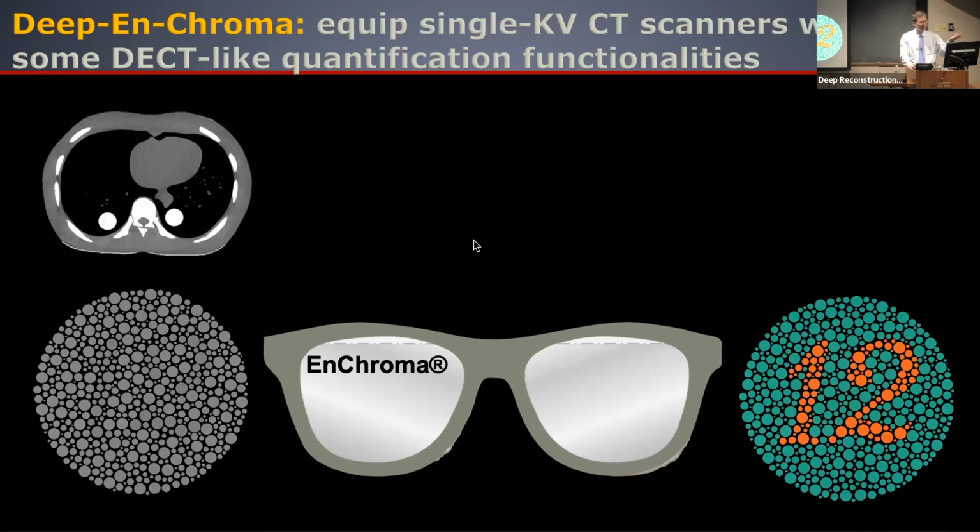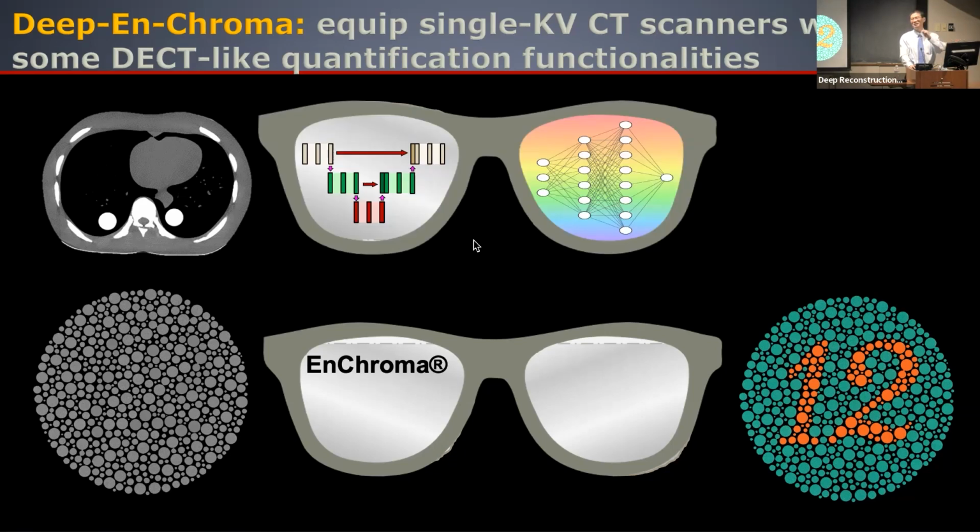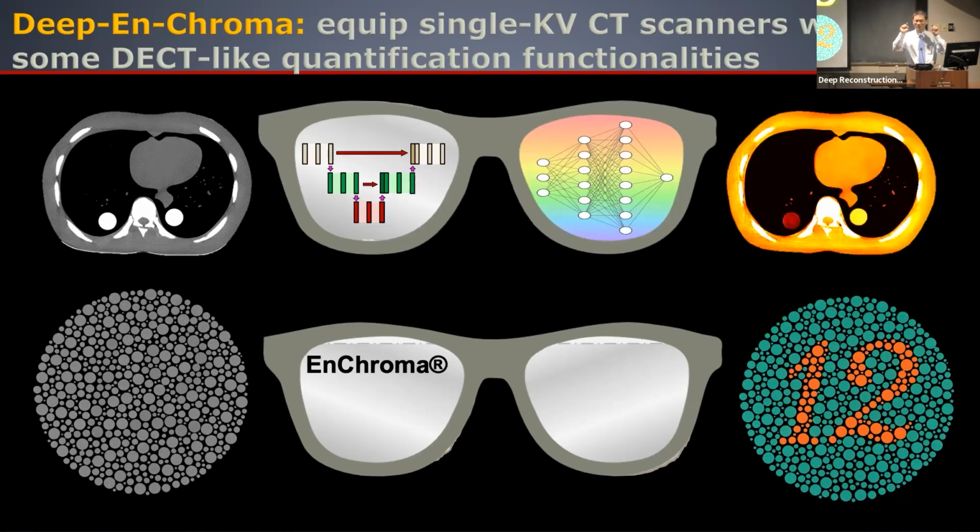We take just the grayscale CT images, which are sent into a deep neural network. We try to restore some kind of color, or dual energy CT-like functionality. So we call this Deep-En-Chroma. So if you're curious, that is why we call it Deep-En-Chroma.